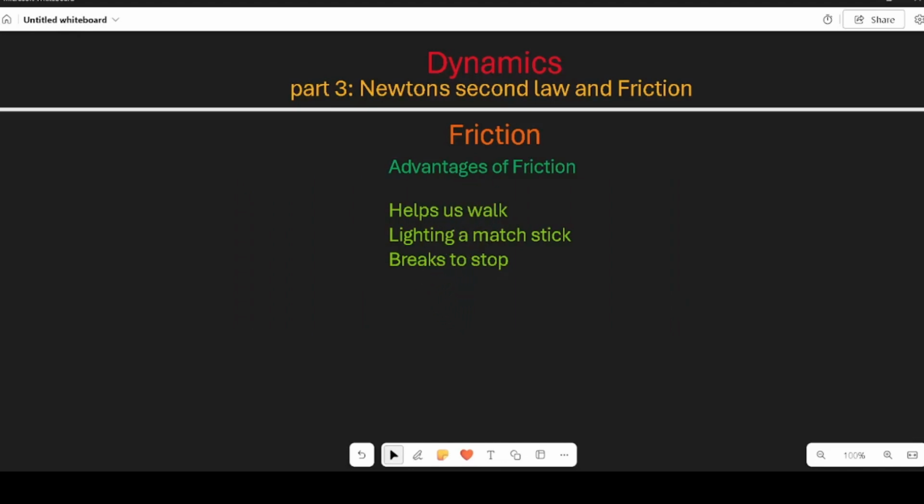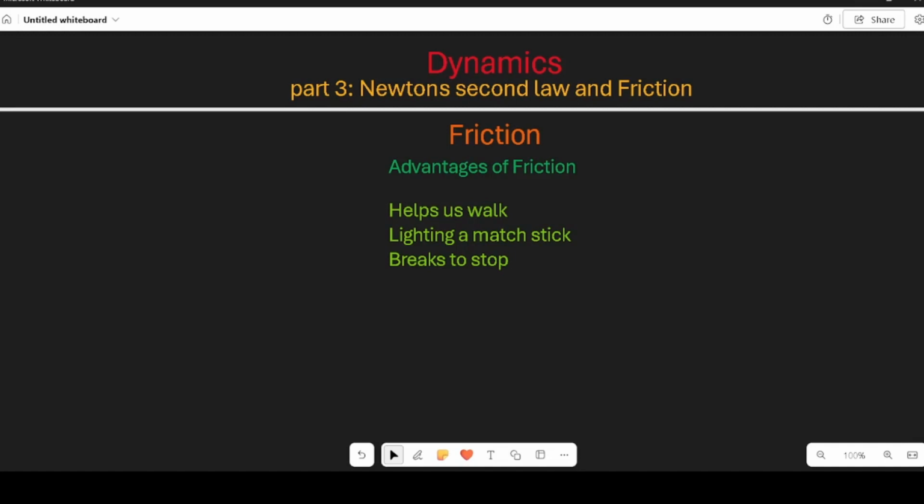Friction helps us to walk because when we walk, we need to have friction between the feet and the ground, which gives us a firm grip and helps us walk safely. Without friction between the head of a matchstick and the lateral surface of the matchbox, it is not possible to light the matchstick. So it helps us bring fire. Because of friction between the brakes and the wheels, it is possible to stop a moving vehicle by applying brakes.